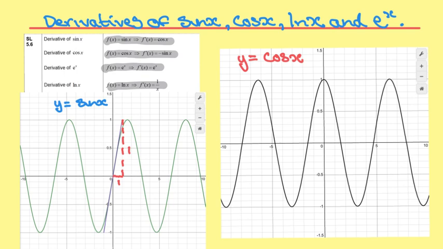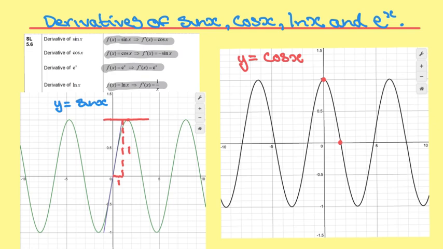If I now go to the cos graph, at x equals 0, my value of the cos graph is 1. If I now go along the sine graph till I reach this point and draw in my tangent, the gradient of that line is equal to 0. If I go to the corresponding point on my cos graph, which is here, the value of cos at exactly the same point is 0.